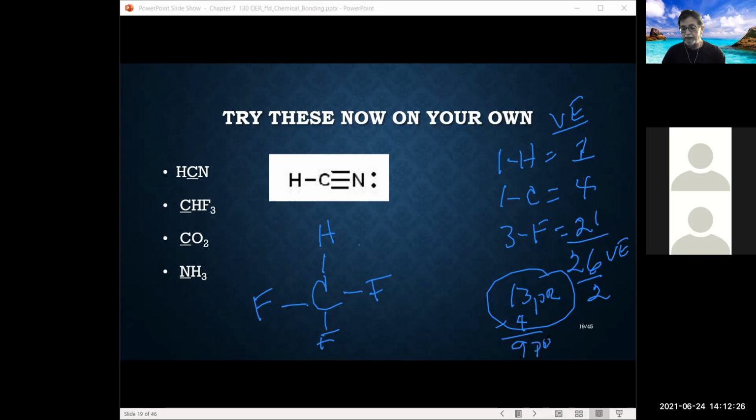So I have 9 pairs to work with. Did I say 19? That was my bad. 9 pairs, okay, from the original 13. So I have to put them someplace. Well, again, check the octet around and the duet around the atoms. Hydrogen, always, I have 1 bond, you're done. You can't add any more to hydrogen, okay? Because the maximum is 2 for hydrogen.